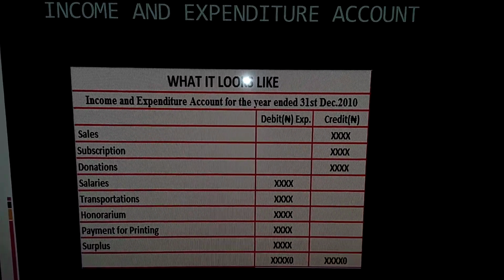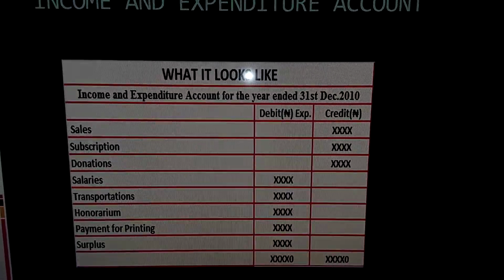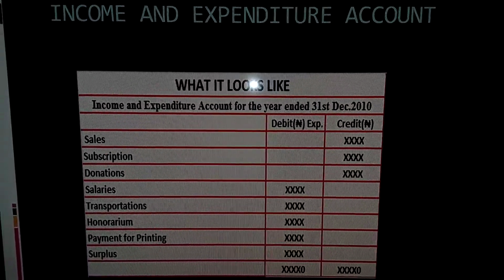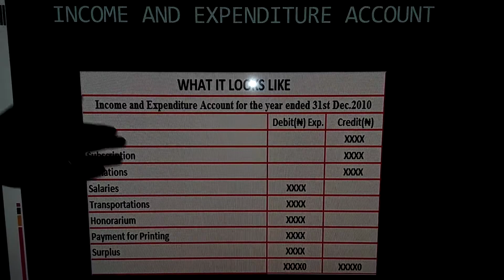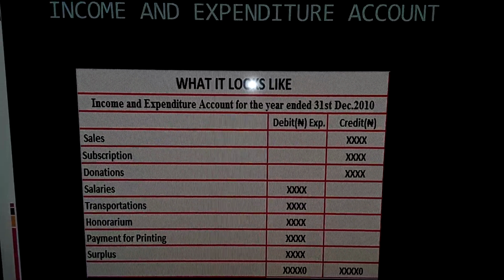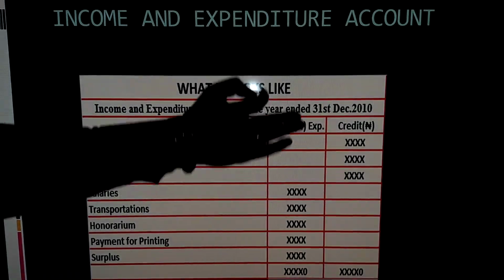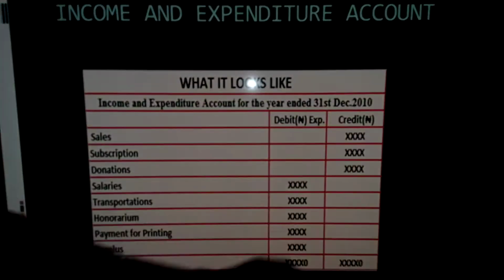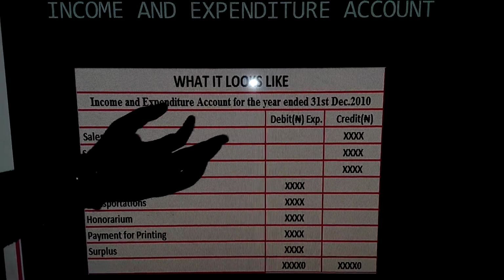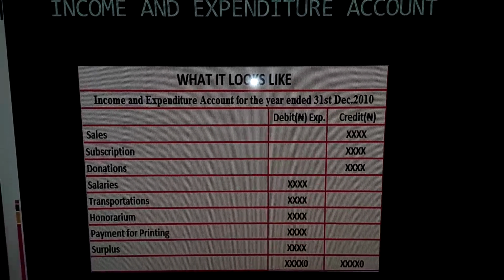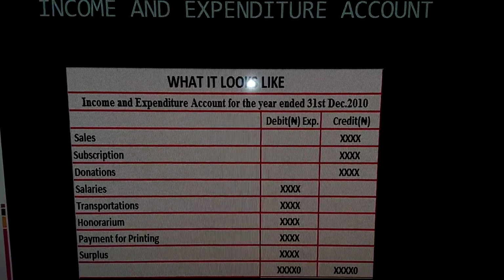Again, I'm showing you how it looks. This was shown in our last class as well, but briefly, you will see that the income and expenditure account is just an account that shows your expenditure against your income. Your expenses are on the debit side, your income is on the credit side. So what are your income? Sales, subscription, donations, depending on the type of not-for-profit making organization.